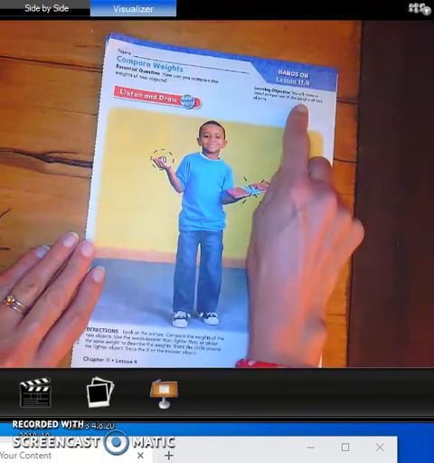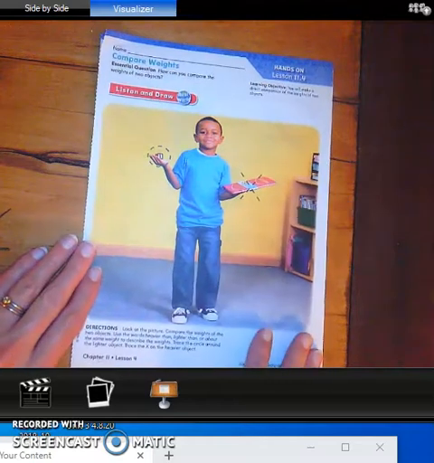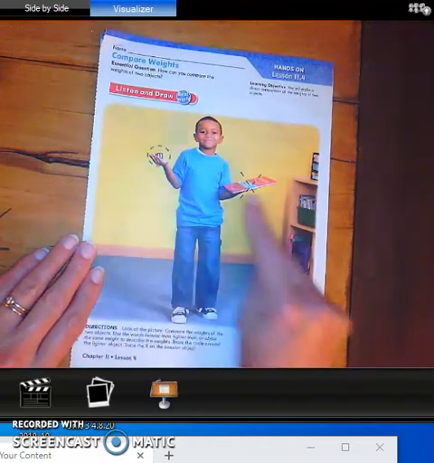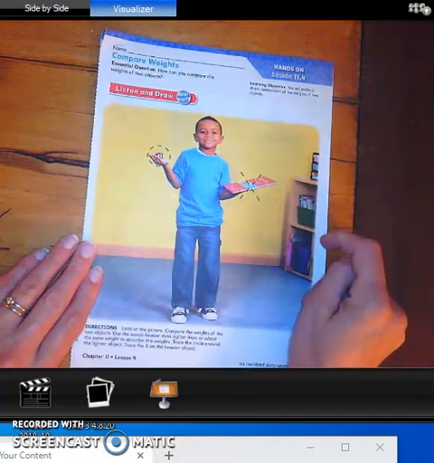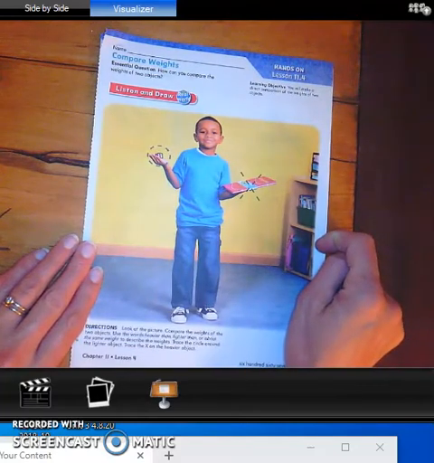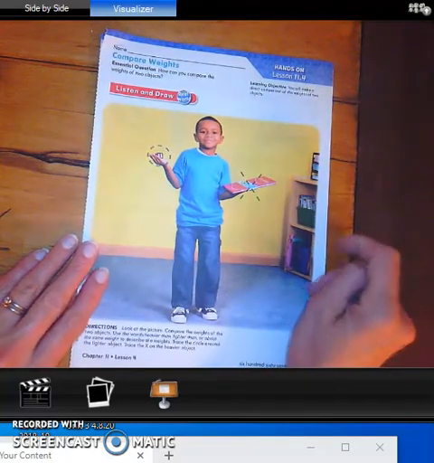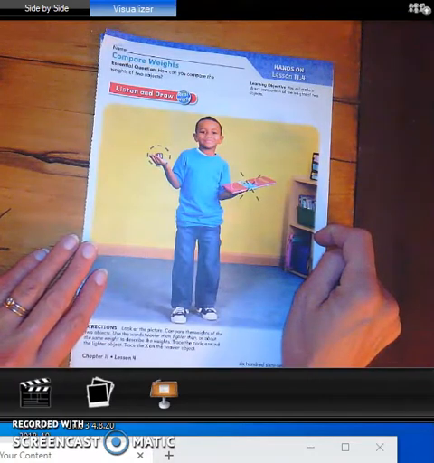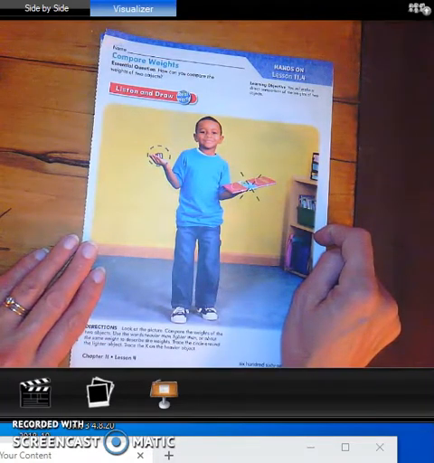This is lesson 11.4. And if you look here, we have a boy and he's holding a block in one hand and he's holding a book in the other hand. Okay, we're going to compare the weight of the objects. So we're going to use words like heavier than, or lighter than, or about the same weight to describe them.